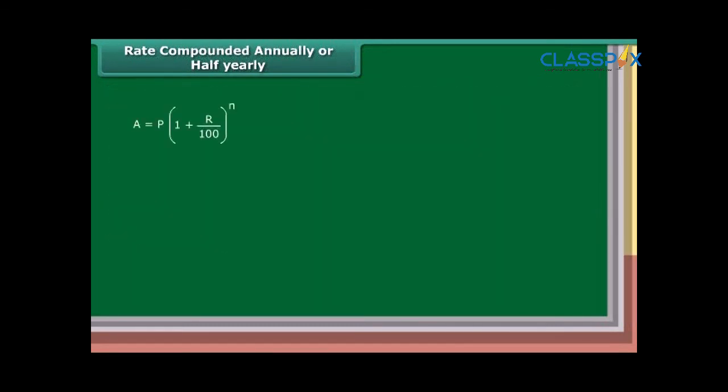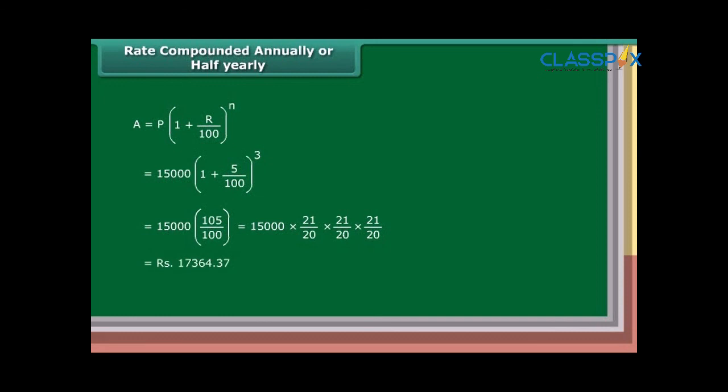A is equal to P into 1 plus R upon 100 whole to the power n, which is equal to 15,000 into 1 plus 5 upon 100 raised to the power 3, which is equal to 15,000 into 105 upon 100, which is equal to 15,000 into 21 upon 20 into 21 upon 20 into 21 upon 20, which is equal to 17,364.37 rupees.